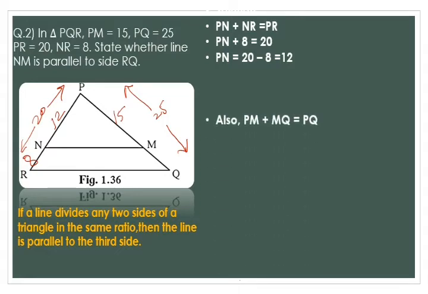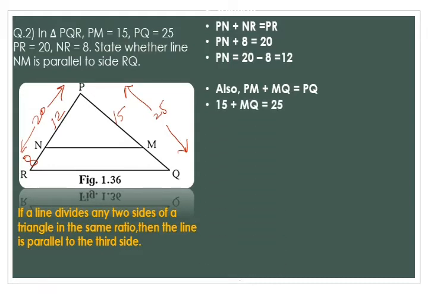Now PMQ. So PM plus MQ is equal to PQ, no doubt. Next, putting the values, PM is 15 plus MQ is equal to 25. So the value of MQ is 25 minus 15, which is 10. So we will write it here, MQ is equal to 10. Now we have got all the values.